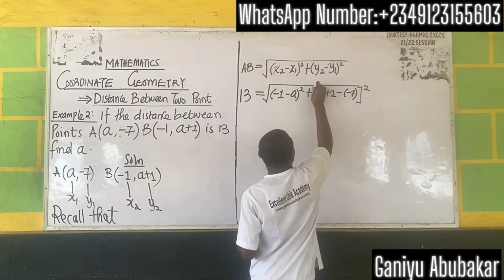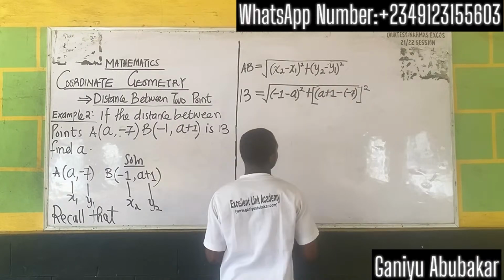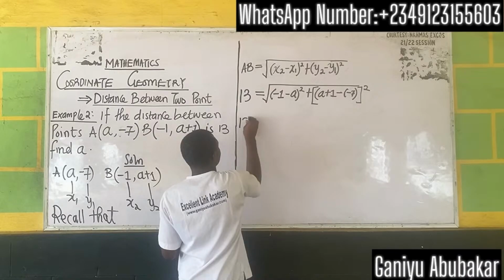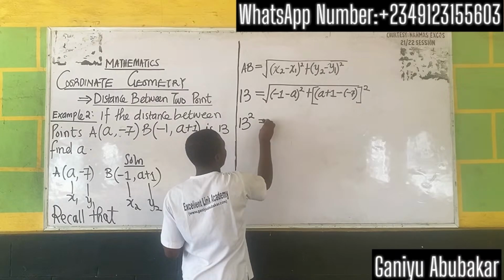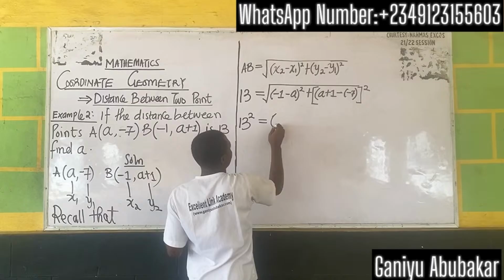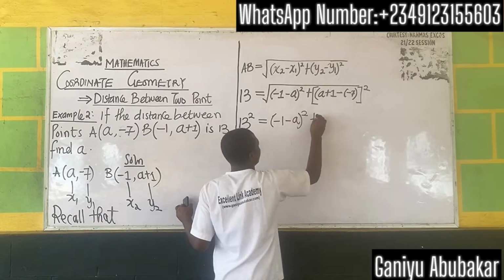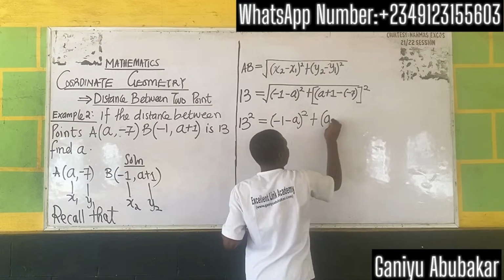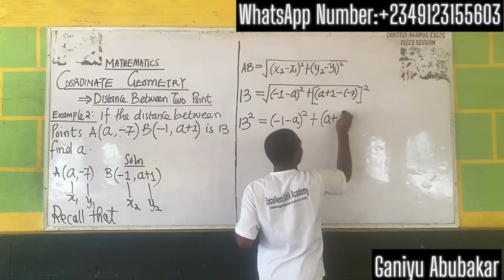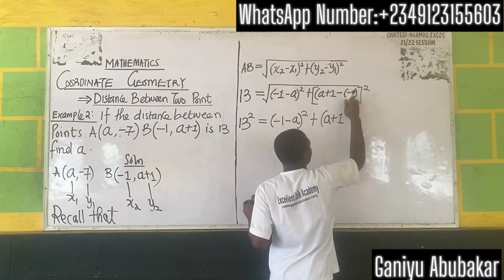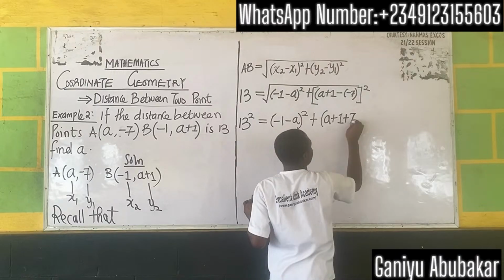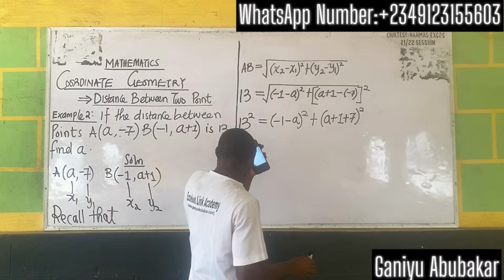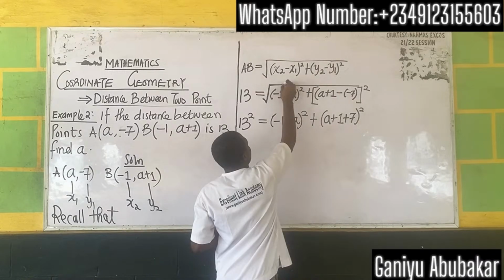Now I'll take the square root back. That gives you 13 squared equals, in brackets, minus 1 minus A all squared plus A plus 1, minus times minus gives plus 7, then all squared. This square root has gone back here, which gives a square here.